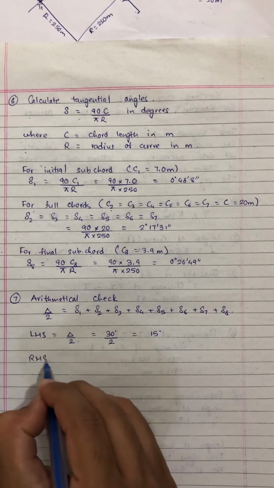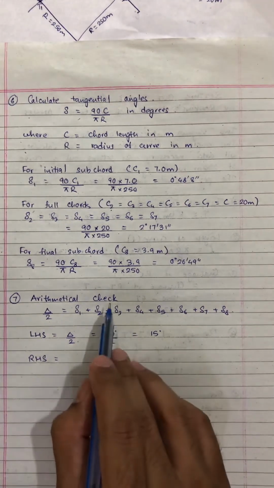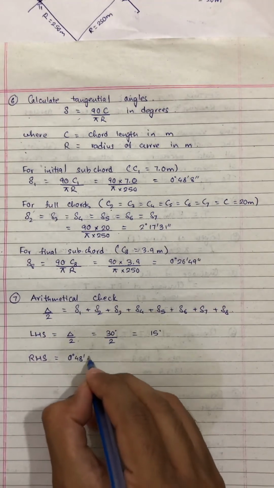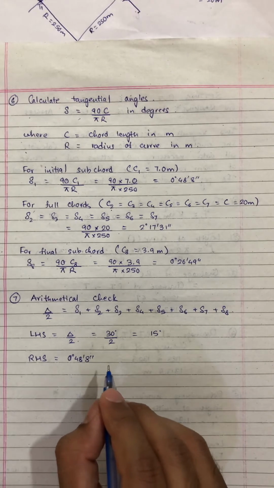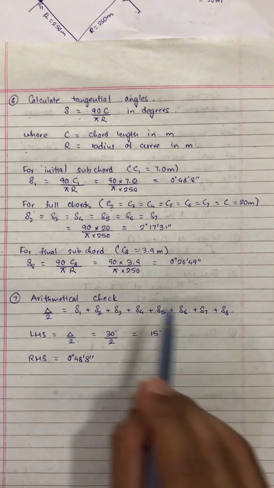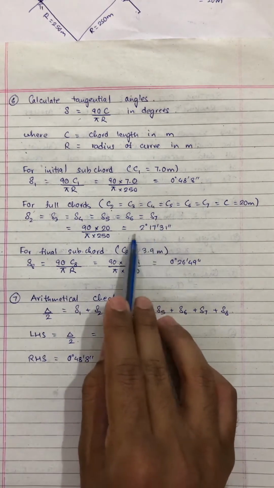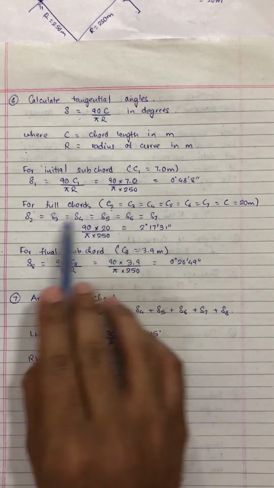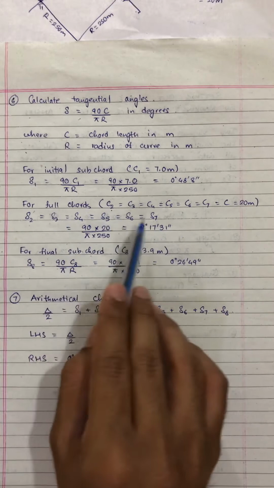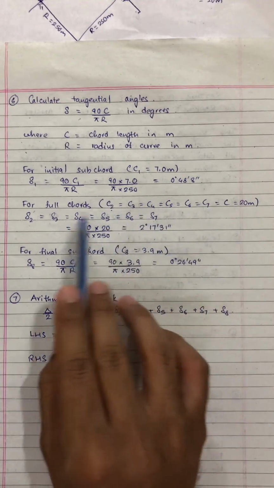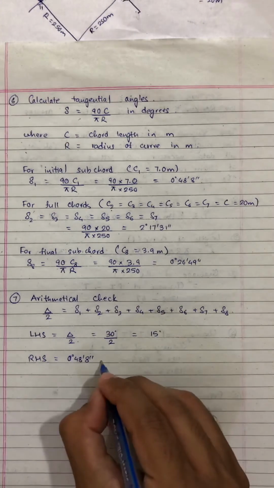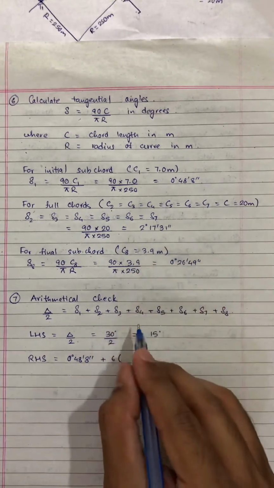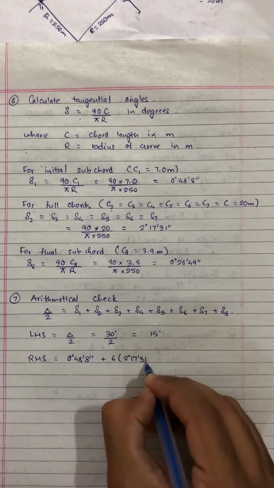Okay, so let us see the value of RHS, how much it comes out to. Now RHS is delta 1. Delta 1 value is 0 degree 48 minutes 8 seconds. Then from del 2 till del 7, the value is 2 degree 17 minutes 31 seconds each. These are 6 in number, 1, 2, 3, 4, 5, 6, because there were 6 full chords. So there will be 6 tangential angles as well. So we will simply do it as plus 6 into this angle, that is 2 degree 17 minute 31 seconds.